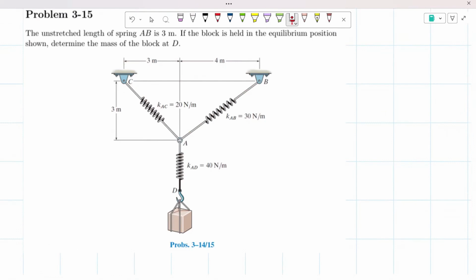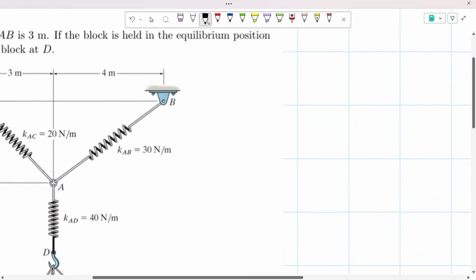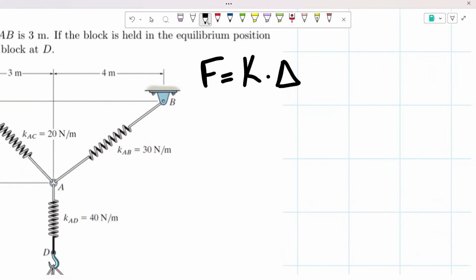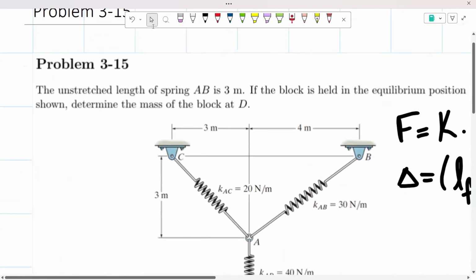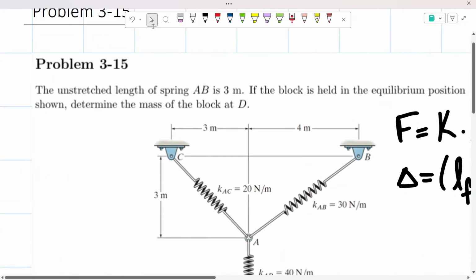If you guys remember, the force of a spring is equal to the stiffness times delta, and we know that delta is equal to the final length of the spring minus the original length of the spring. Going back to the problem, it gave us that the unstretched length of spring AB is 3 meters long, so that's the original length. Since they gave us that information for spring AB, we're going to work with that spring and use it to find the forces of the other springs.